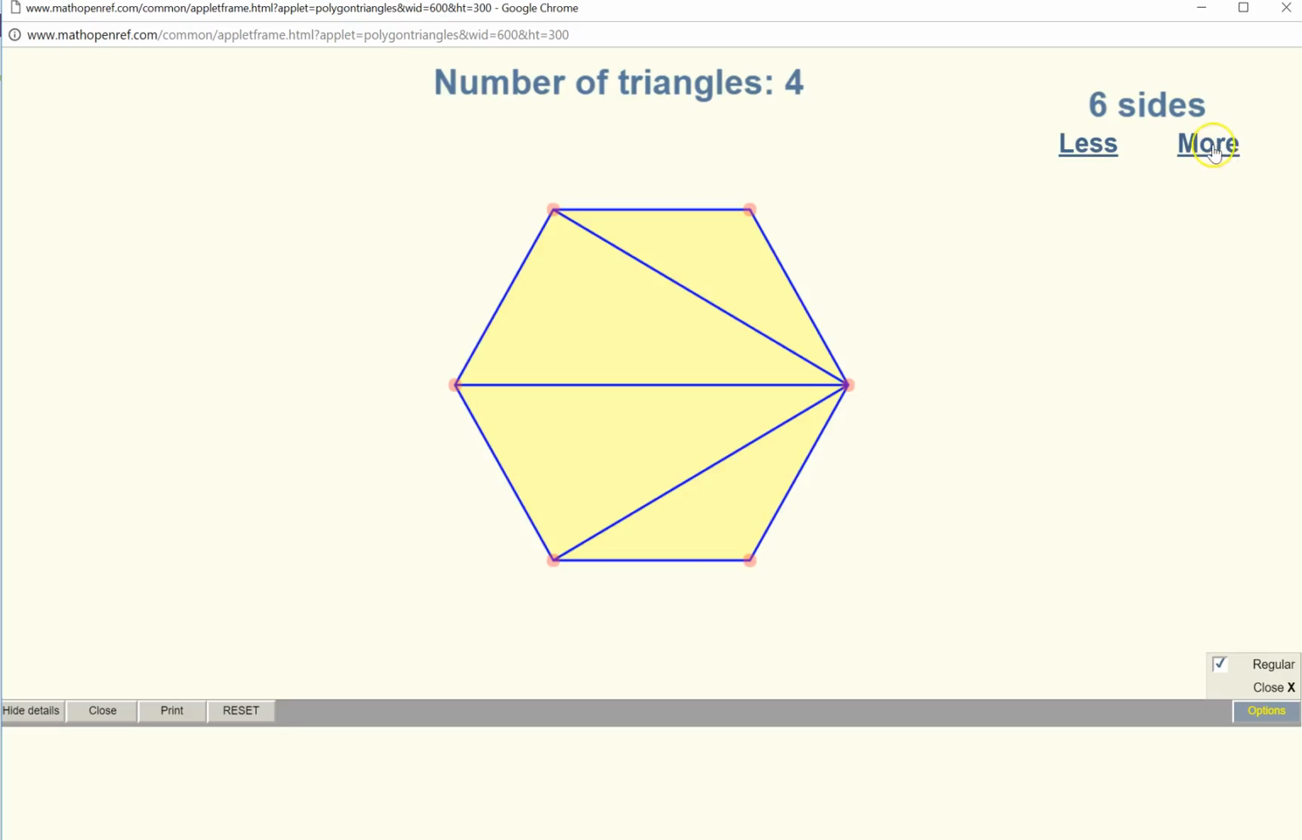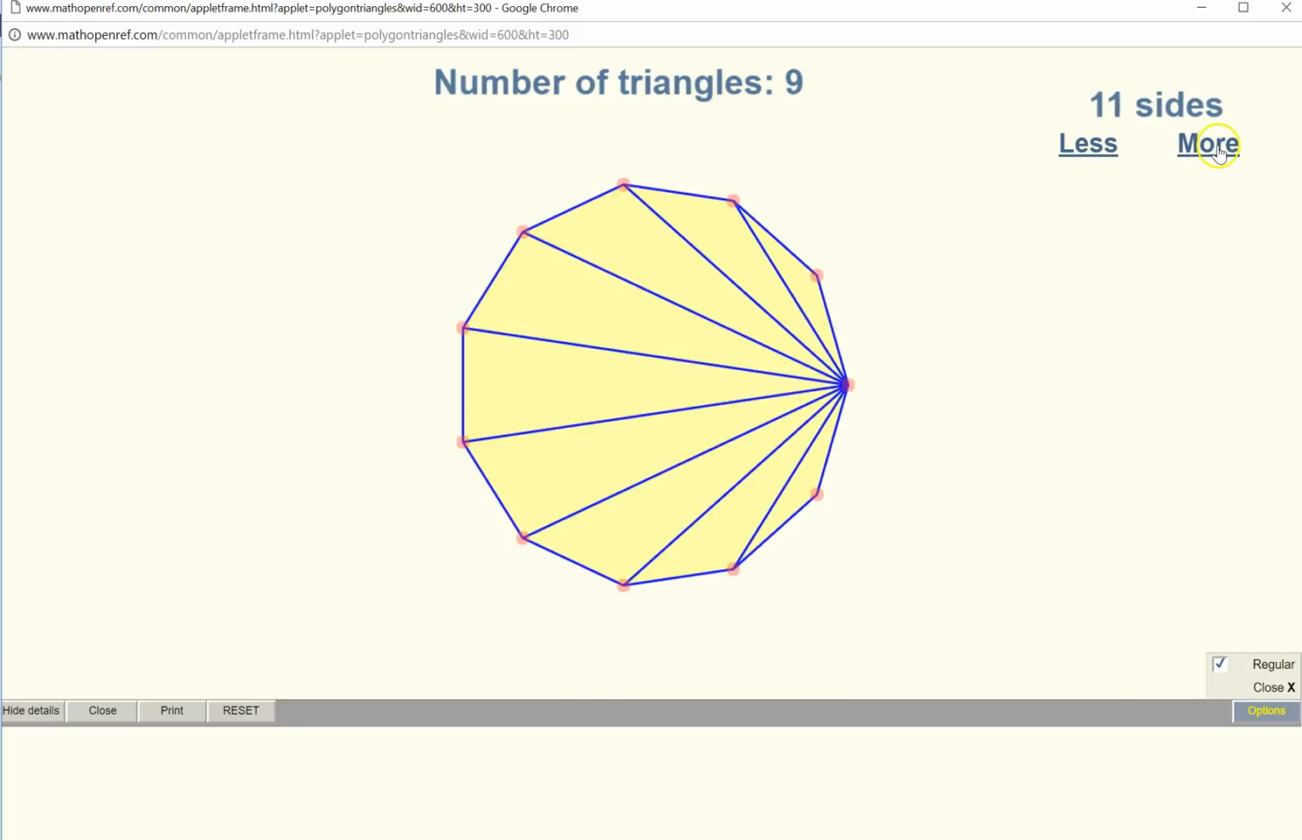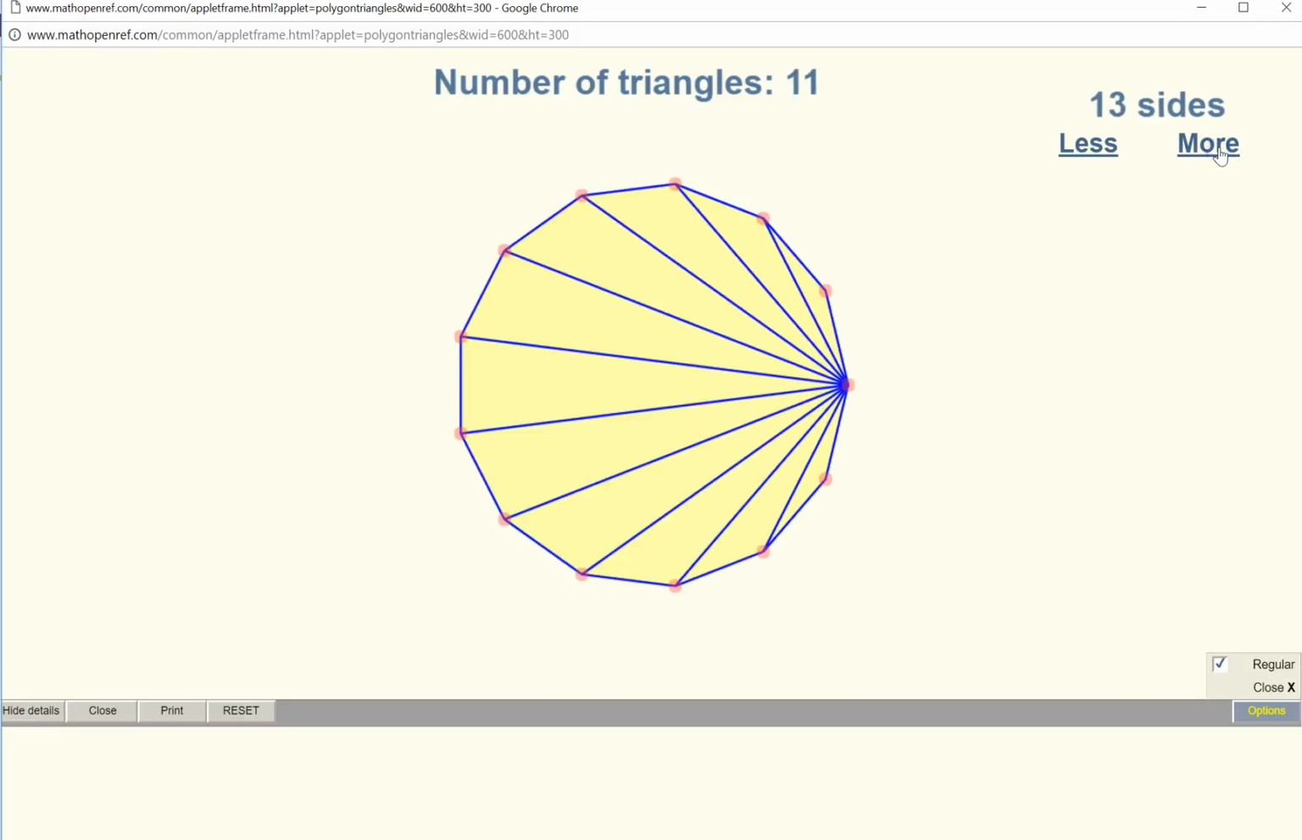Now, we can keep going and make more and more and more. And as you increase the number of sides, you get more and more triangles inside, whether you want to make it a regular shape or not. But why is this useful to us?